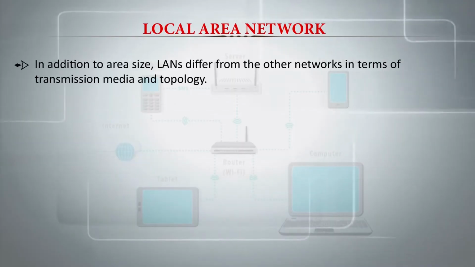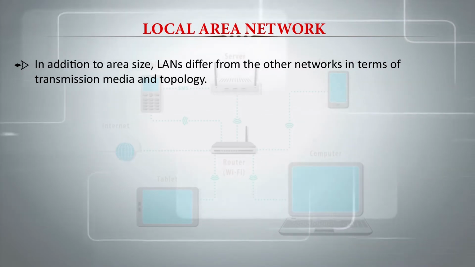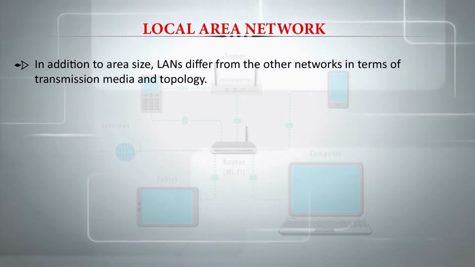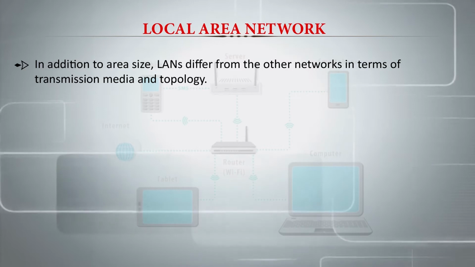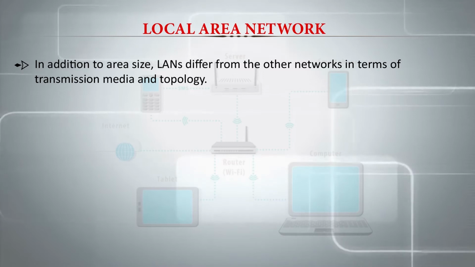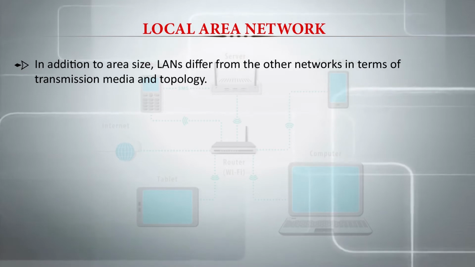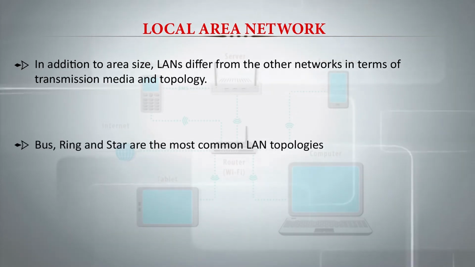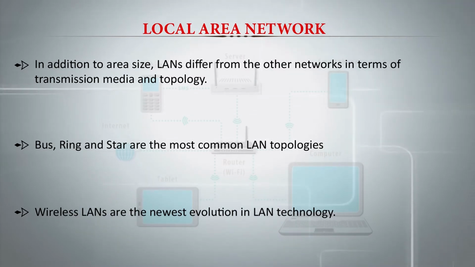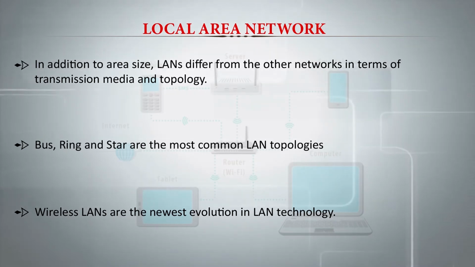In addition to the area size, LANs differ from other networks in terms of transmission media and topology. This is the deciding factor. For example, I can use Ethernet, then bus topology is used; if I use a token ring local area network, then token ring is used. The bus, ring and star are the most common LAN topologies. Wireless is the newest evolution. So now we are seeing wireless LAN coming. Its standard is also being defined by IEEE.